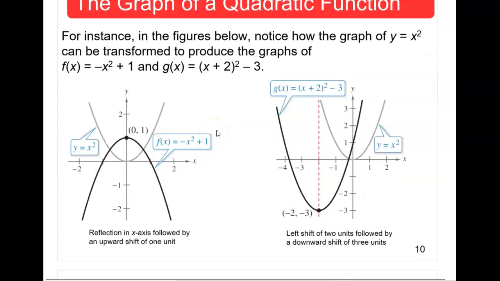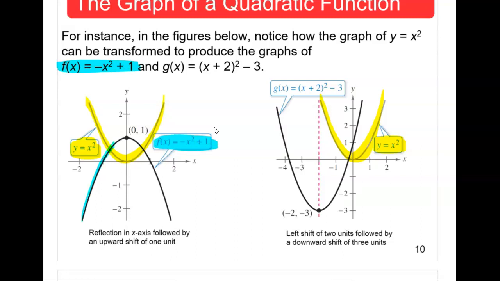Okay, so right here we have two more examples. You can see again how the parent function is here so that you can keep track of what's happening with the transformations. We have the function negative x squared plus 1. You can see that the negative is giving that reflection across the x-axis, and then the plus 1 is moving the parent function upward, a shift of 1 unit.